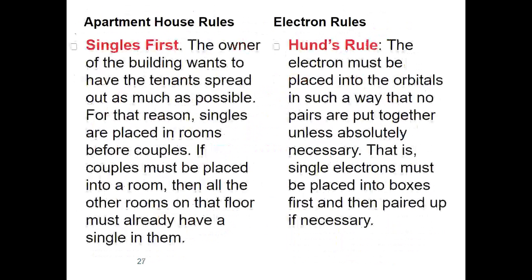And then the last one is Hund's rule. Electrons must be placed into the orbitals in such a way that no pairs are put together unless absolutely necessary. That is, single electrons must be placed into boxes first and then paired up if necessary. If it's just one electron, then so be it. It doesn't have to have a partner, especially if it's at the end already. For the apartment, singles first. The owner of the building wants to have the tenants spread out as much as possible. For that reason, singles are placed in rooms before couples.